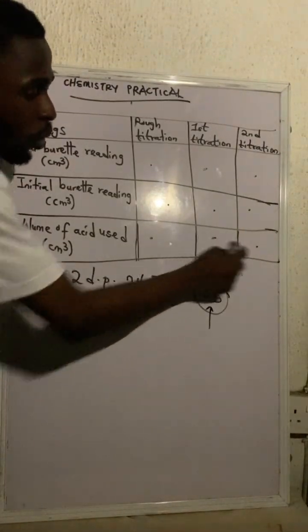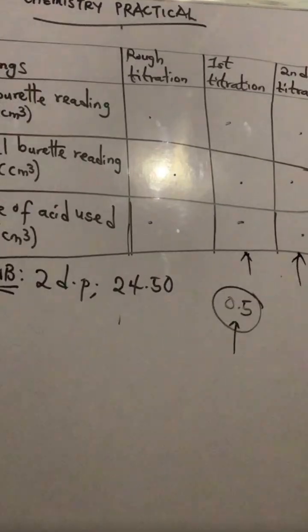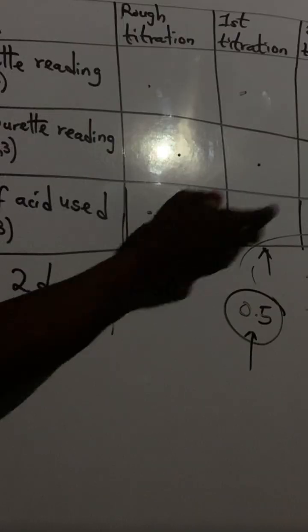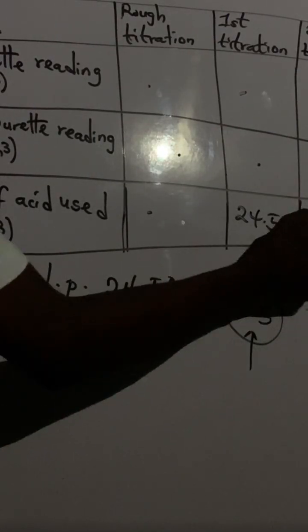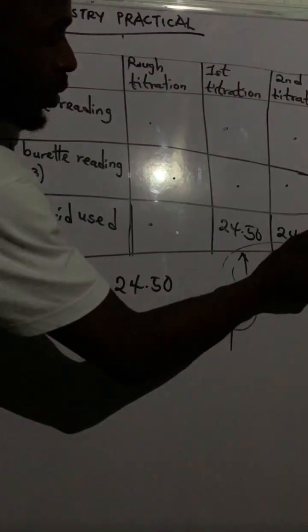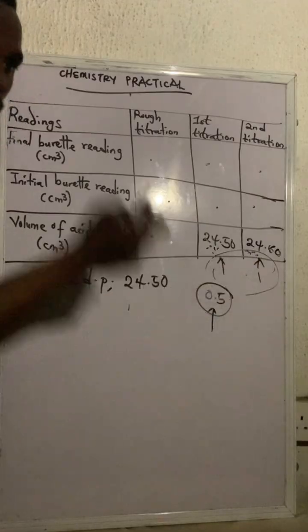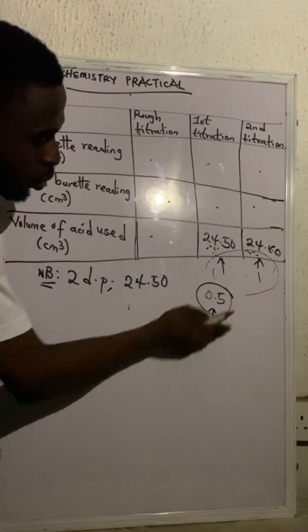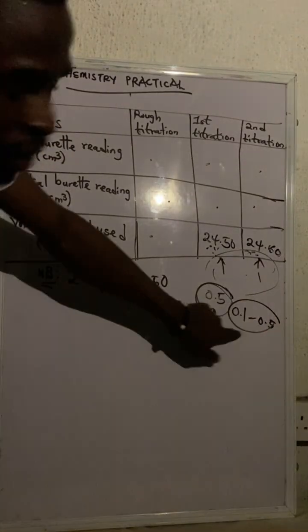If the difference between all these numbers, especially the first and second items, must not be more than 0.5. So let's say when you do this one, you get 24.5. This one here, let it be 24.40 or 24.60. If you subtract the two of them, you see that the difference between them is 0.1 centimeter. So you must make sure the whole measurement is around 0.1 centimeter to 0.5. If the difference is more than this, you fail.